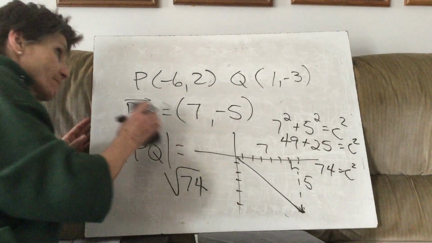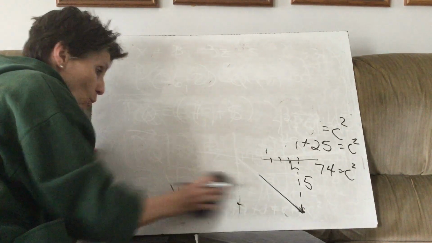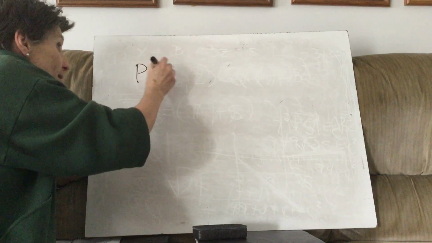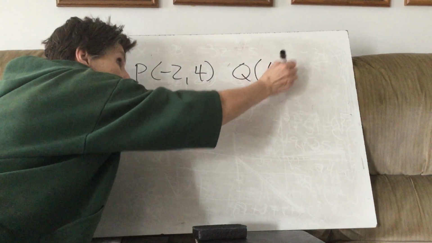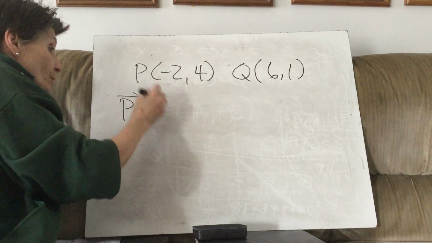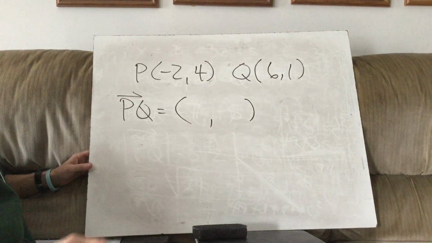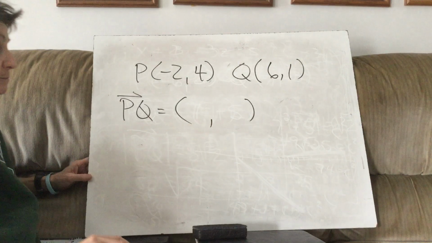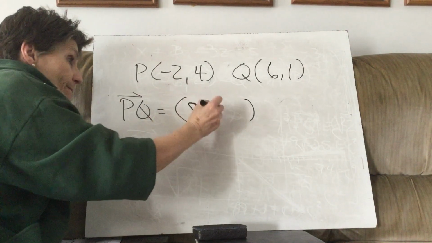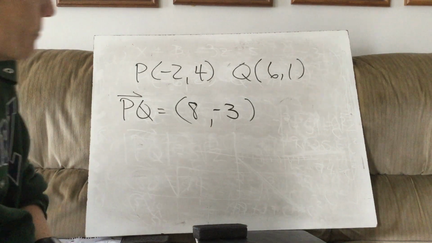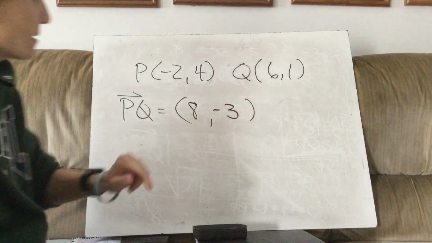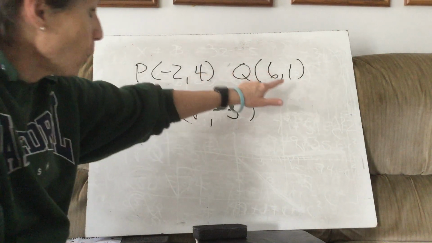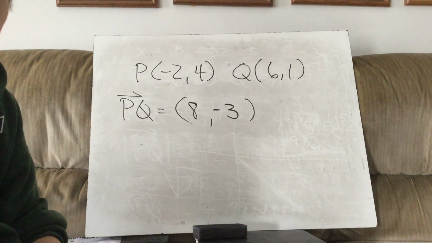Okay, one more, and then we're going to do something different. So we got one more chance to get this figured out here. Point P is negative 2, 4. And point Q is 6, 1. All right, so we're going to find our coordinates. So see if you can find those real quick. Going from P to Q. I hope you said 8, negative 3, because we're going from negative 2 to 6, so that's 8. And we're going from 4 to 1, that's back 3, or down 3.